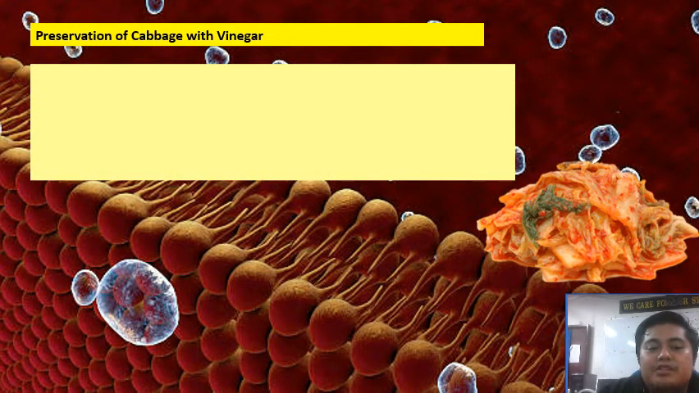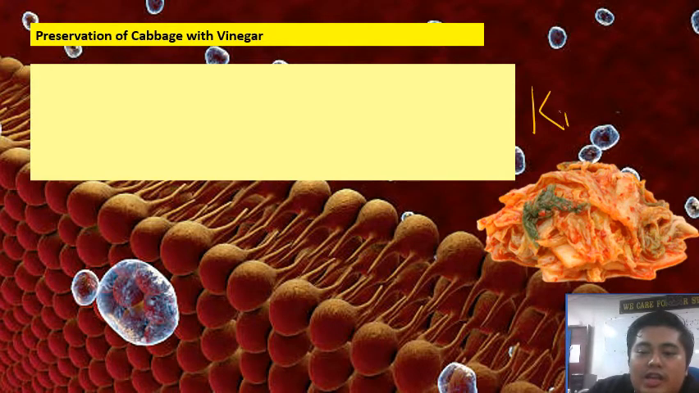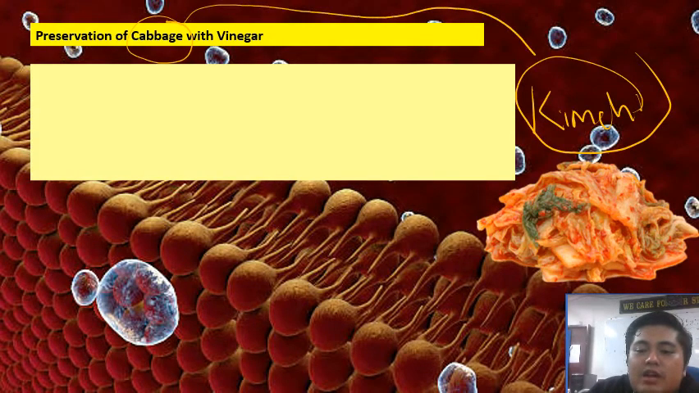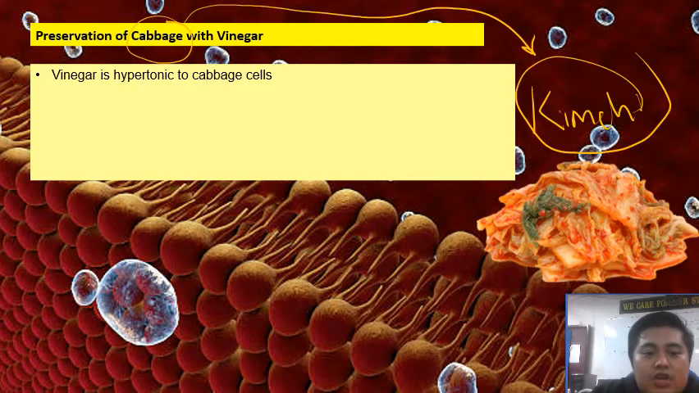Okay, next, preservation of cabbage with vinegar. Okay, yang ni kalau yang sekarang ni tengah popular lah, kita biasa nampak orang buat apa? Orang buat kimchi. So tak kisahlah what kind of thing pun yang dia preserve guna vinegar. As long as dia use vinegar, the condition is going to be the same. So vinegar is hypertonic to the cabbage cell. So it can be anything lah.